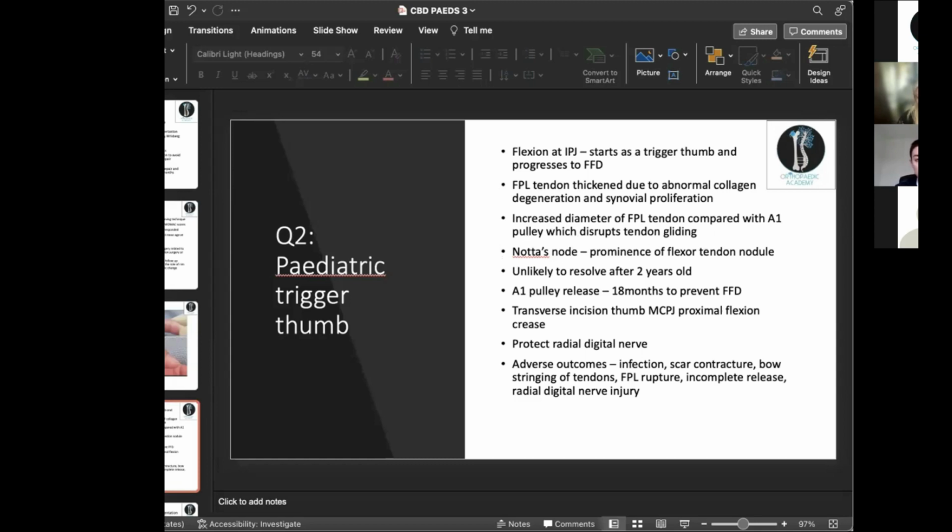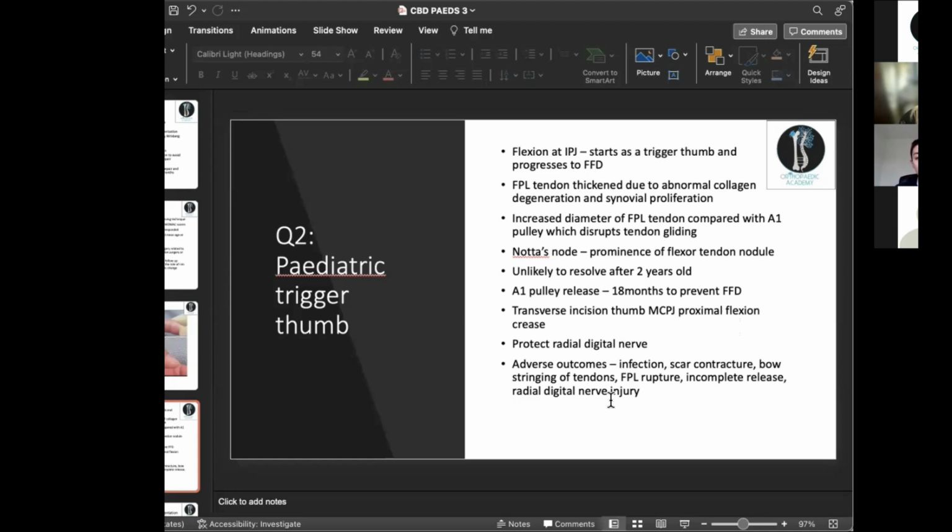The Notta's node is where you get the nodule, and we drew that out, I think, and you picked that up quietly. When they get to the age of two, it's unlikely to resolve. So we're going to do an A1 pulley release. So even though there's different pathologies for the child and the adult, we're going to do the same operation. You're not the first person to say they're going to do a longitudinal incision. Personally, I would do a transverse incision to try and keep it in the crease and just make sure that I have Ragnell retractors in to make sure I can see where the tendon is, where the pulley is, and look out for my radial digital nerve.